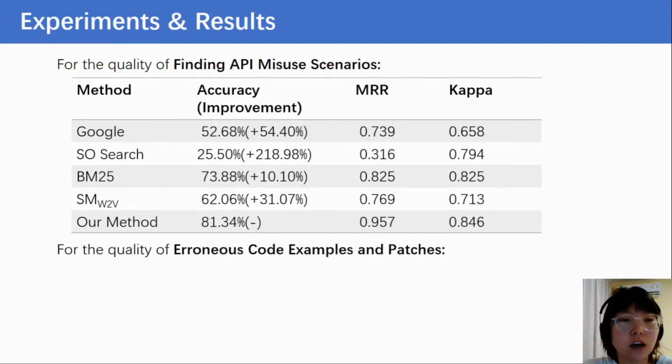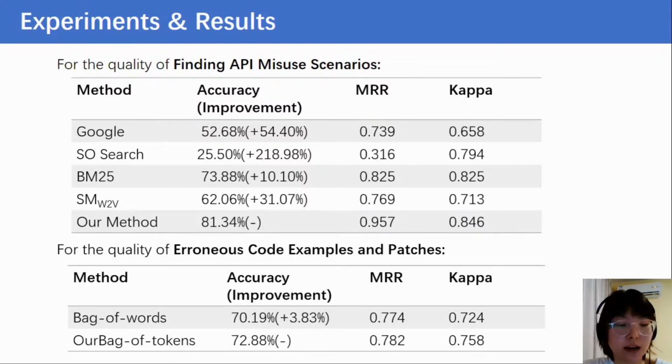For the quality of erroneous code examples and patches, our approach finds pairs of erroneous code examples and patches by bag of tokens. So we use bag of words as a baseline. This table shows the performance of the two methods. The close MR indicates that bag of tokens matching and bag of words matching do not make a big difference, but when looking into accuracy, we find that bag of tokens matching is better.